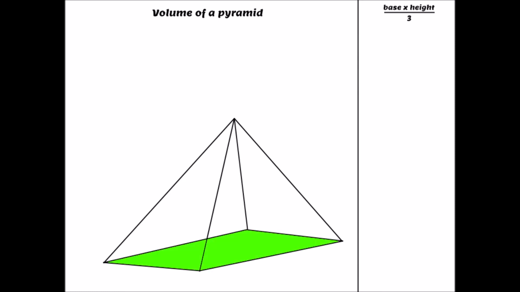The area of the base of this pyramid is 4 meters times 6 meters, or 24 square meters. Then we multiply it by the height, which is 6 meters, to get 144. Lastly, we divide by 3. 144 divided by 3 equals 48 cubic meters. This will work for any pyramid or cone.